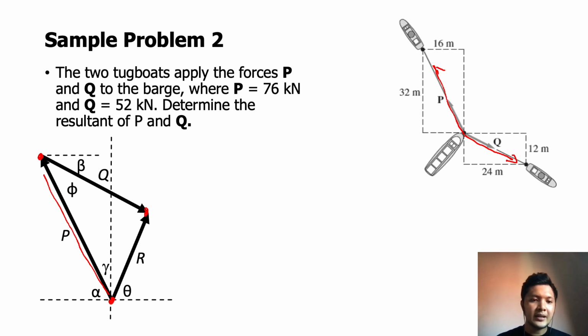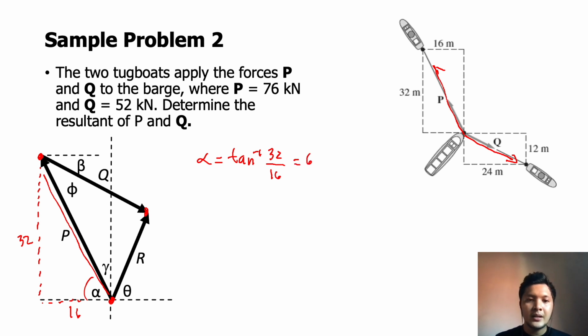So by inspection we can get the value of alpha. So alpha is equal to the arctan of the components of this. The opposite side is 32, and then this is 16, which means alpha is arctan 32 divided by 16, which is equal to 63.4 degrees.